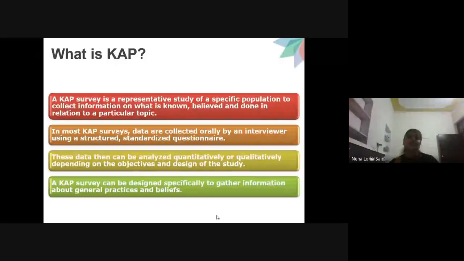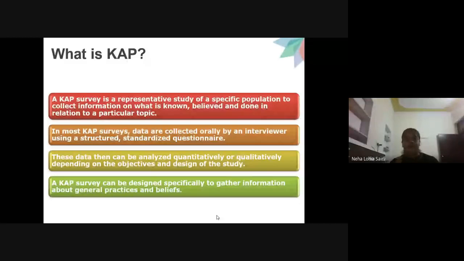In most of these surveys, the data are collected orally by an interviewer. If you are doing a study, you are the interviewer, using a structured and standardized questionnaire. As we discussed, it has to be standardized and pre-tested on some pilot population, and then used by you, and orally you have to ask the question and mark the answers. These data can then be analyzed quantitatively or qualitatively.